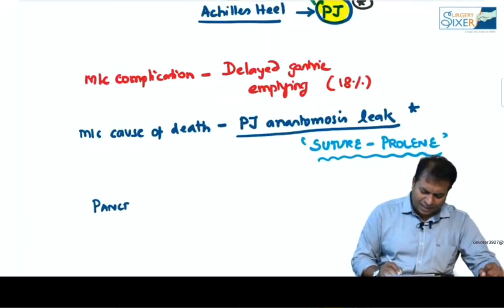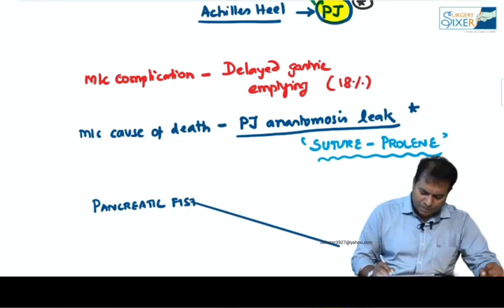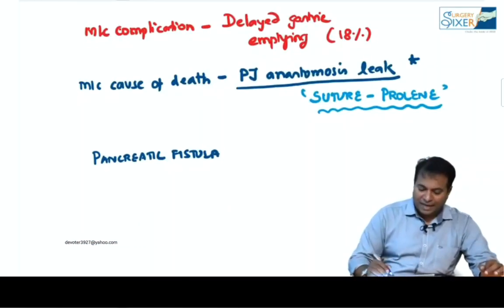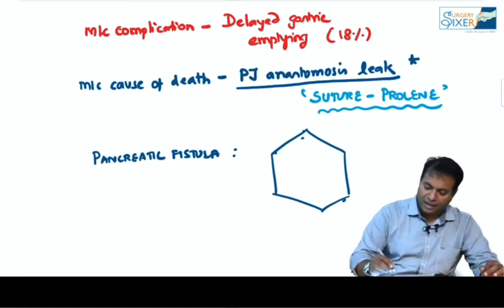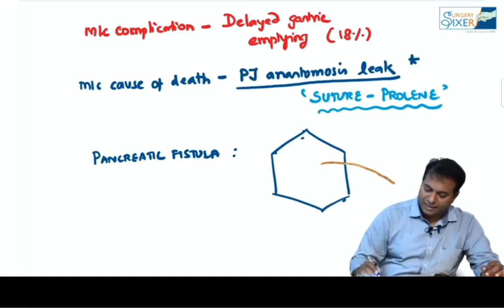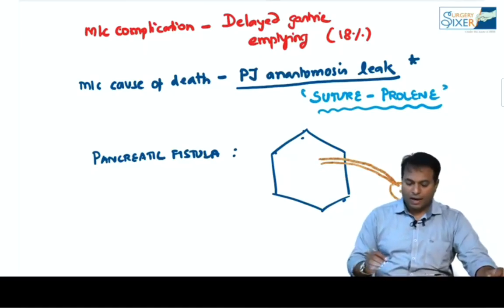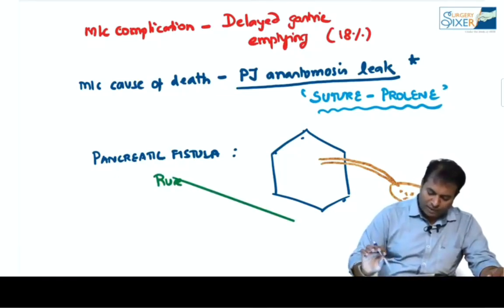And define pancreatic fistula. A patient post Whipple's develops a pancreatic fistula. It means the drain which is kept after Whipple's. Usually we keep a drain after Whipple's operation. So after Whipple's operation, we kept a drain like this for the patient, and the drain is producing fluid. And there is a rule of 3 to define pancreatic fistula. What is the rule of 3?